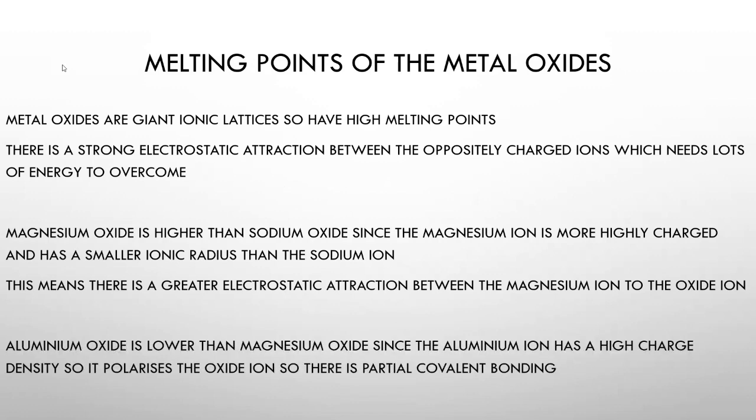Now you might think aluminium oxide will be higher than magnesium oxide, but it's actually lower, and that's because the aluminium ion has a high charge density, so it polarizes the oxide ion, so there's partial covalent bonding, which means it's lower.